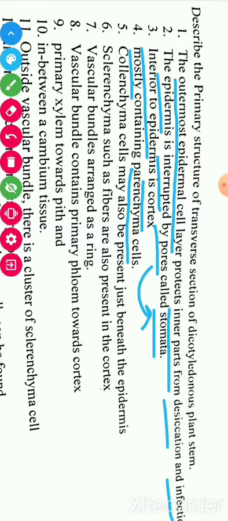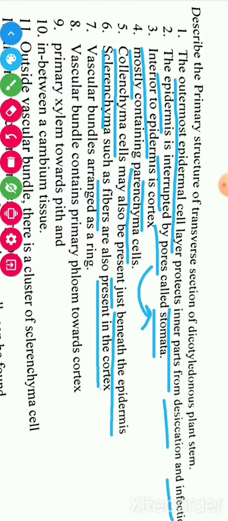So you may find collenchyma cells just beneath the epidermis. So focus on that. Just beneath the epidermis, you may find collenchyma cells. So where do you find sclerenchyma cells? Sclerenchyma, such as fibers, are also present in the cortex. So in the cortex, we can also find sclerenchyma, such as fibers.